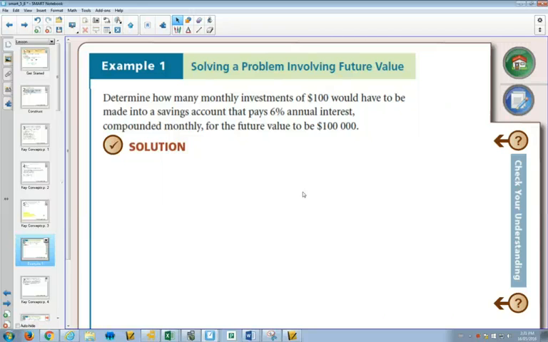So we're going to look at this question off to the side using the formula, and I'm also going to show you how you can use your calculator program to solve for it. For using the formula, you don't have to take any notes right now. It says determine how many monthly investments of $100 would be made into a savings account that pays 6% annual interest, compounded monthly, for a future value to be $100,000.